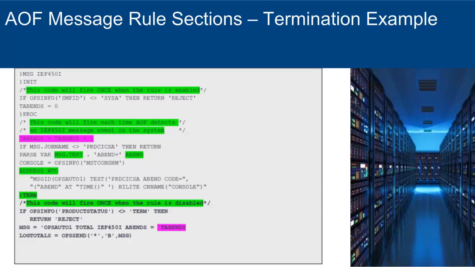You now know how to code a complete message rule that will fire the init section of the rule once at rule enablement to check for SYSA, then issue a highlighted message to the console on each abend occurrence of the PRDCICSA region and its abend totals when Ops MVS is shut down. This completes this video on how to write a single-line message rule.